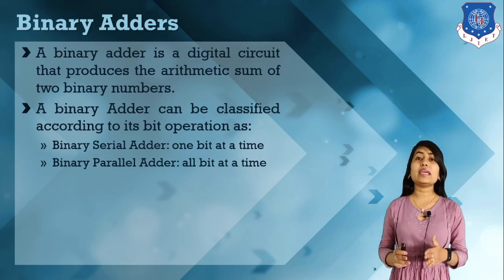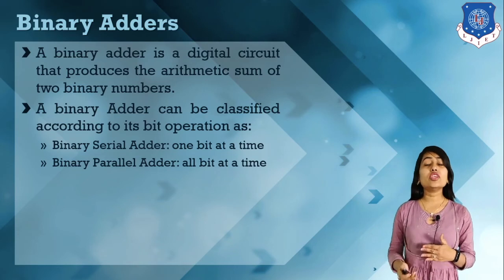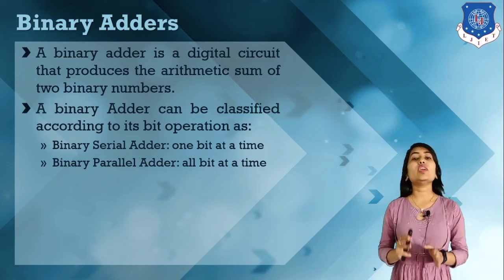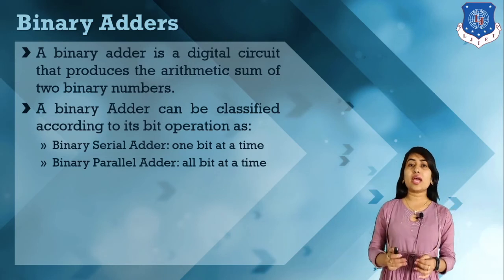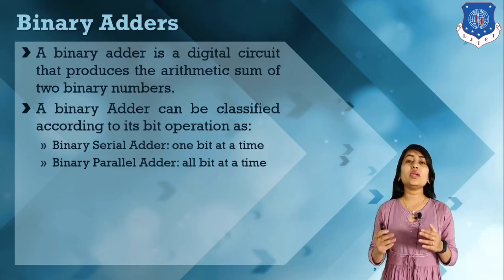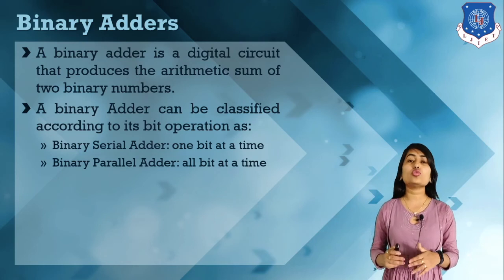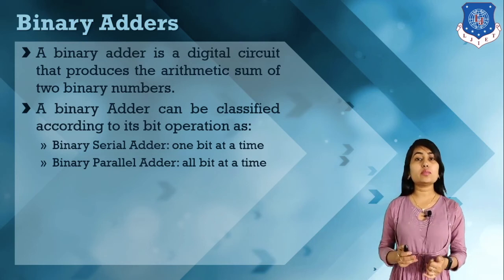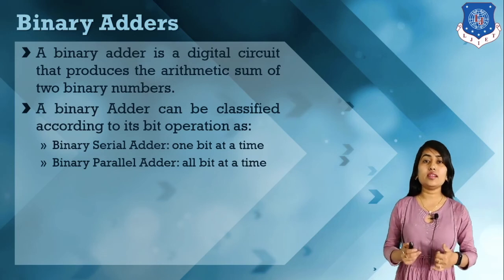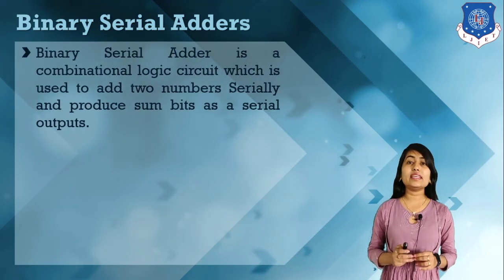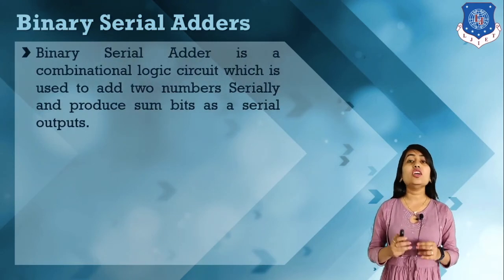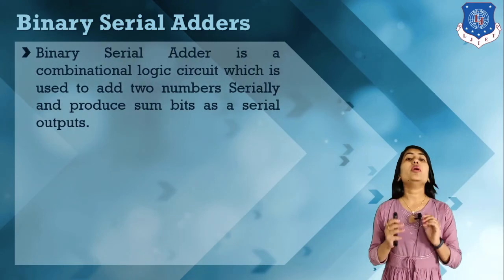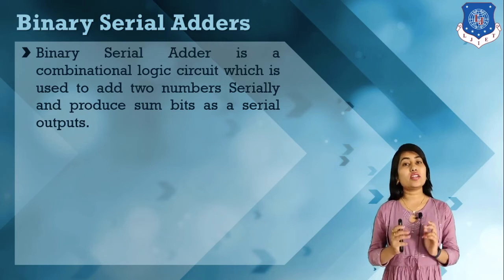So the binary serial adder performs addition bitwise serially and we have a result serially. In a binary parallel adder all bits are entered at the same time, so we have an output parallelly. So let's discuss the binary serial adder and parallel adder. Here we have a binary serial adder. Binary serial adders basically perform addition bitwise and bits are transferred serially.